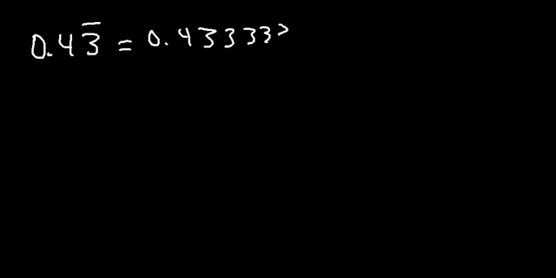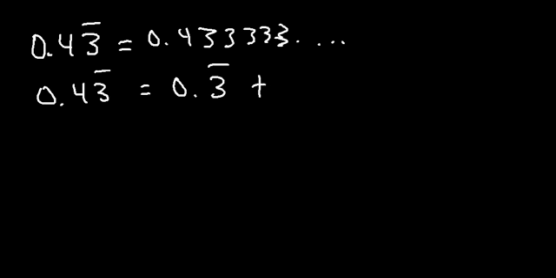But now, let's say you have an example like this, 0.43, but only the 3 is repeating. So this is like 0.4333333, and it goes on forever. What would you do in this situation? You need to realize that 0.43 repeating is 0.3 repeating plus a number. If you take 0.43333 minus 0.33333, you get 0.1.